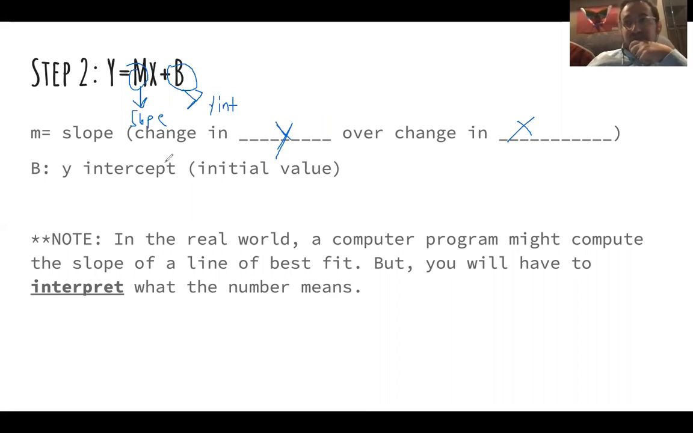So in the real world, if you're going to be majoring in science or social science, you'll be dealing a lot with linear data, but there'll be computer programs that are going to compute the slope, and it's going to be your job to explain what the slope means. Let's take a look at an SAT question that involves this.